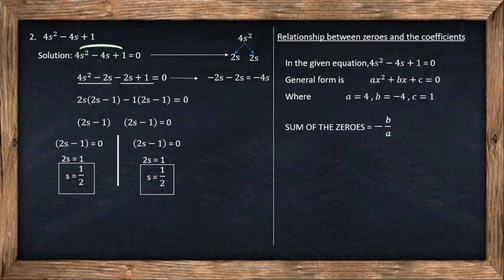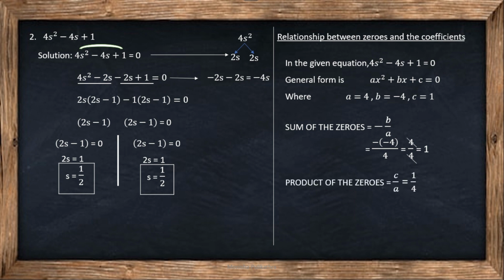The formula for sum of the zeros is minus b by a. Minus is already there in the formula, so carefully we need to substitute it. The b value is minus 4, therefore minus of minus 4 whole divided by a value, which is also 4. So minus into minus is plus. So 4 by 4, 4 by 4 cancels each other, so the answer will be 1.